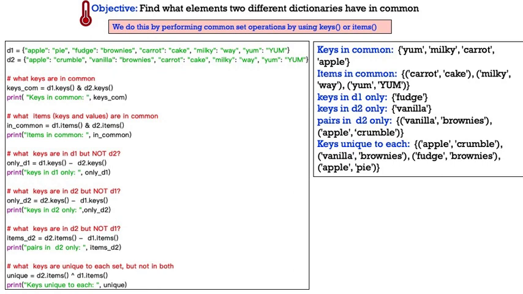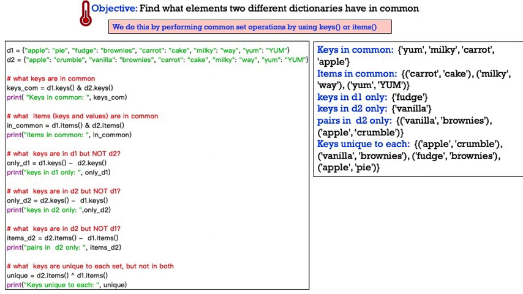Let's explore some other things we can do with our Python dictionaries. Our objective here is to find what elements 2 different dictionaries have in common. We do this by performing common set operations by using the keys or items methods. So we have 2 dictionaries, D1 and D2 respectively. We're all about foods here. In fact, we're all about desserts. D1 has apple and pie, fudge and brownies, carrot and cake, Milky and Way, yum and yum. D2 is almost the same. It has apple and crumble, vanilla and brownies, carrot and cake, Milky and Way, yum and yum.